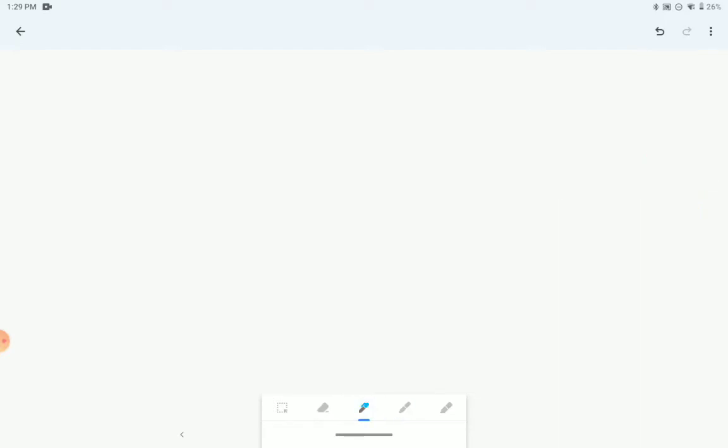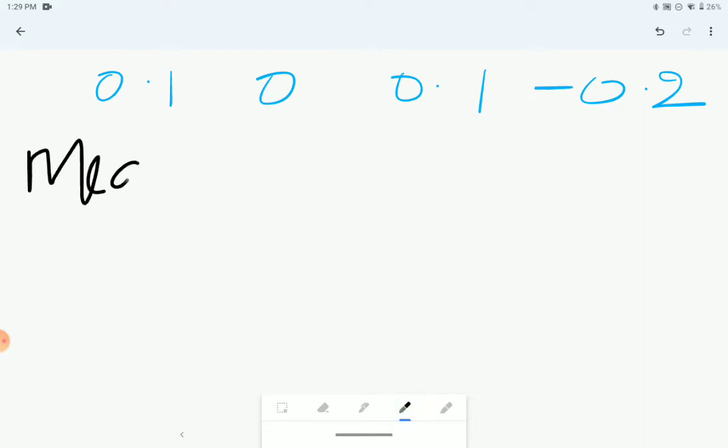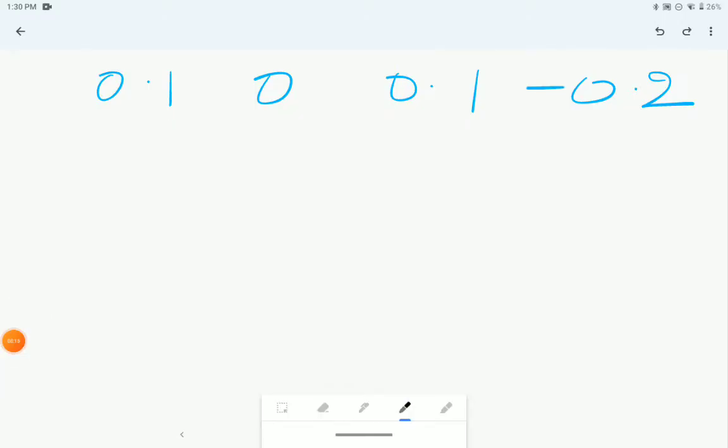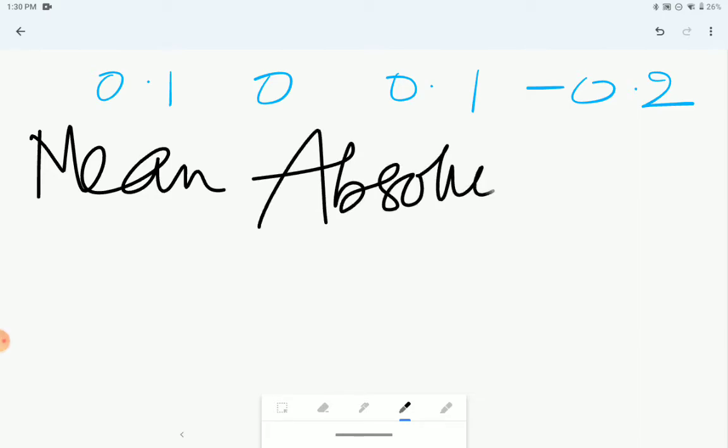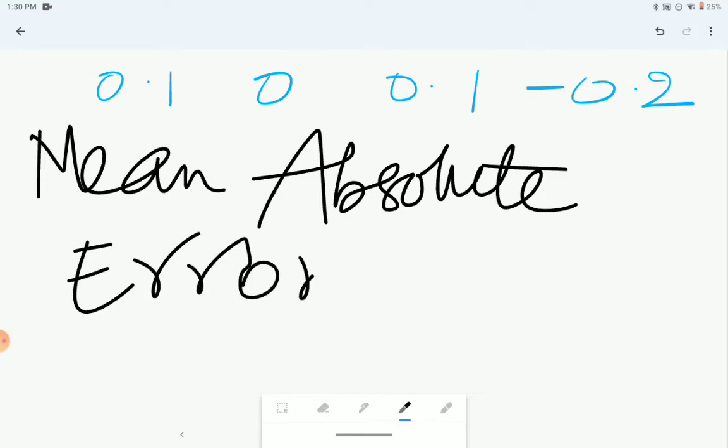What are the errors we obtained? 0.1, 0, 0.1, minus 0.2. So these are the errors obtained. Now we should learn mean absolute error, which means the mean of all these absolute errors.